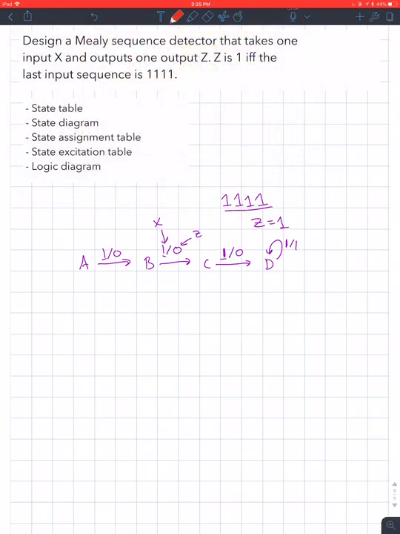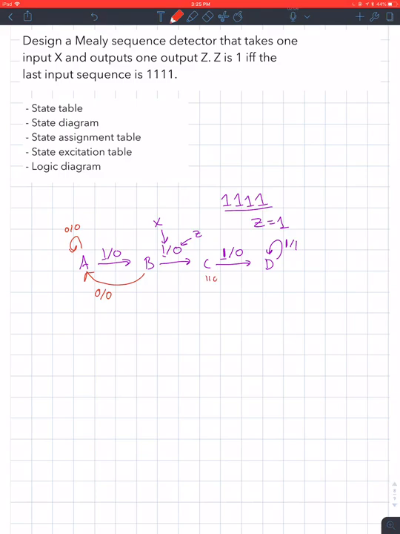So now when you do our zeros, when X equals 0. At A, when X equals 0, you're going to go back to A again, because our sequence is broken. So now at B, right now I have a 1 here, right? If I put a 0, my sequence here is broken. It doesn't match all ones, so I need to go back to A. So it's going to be an input of 0 and the output of 0.